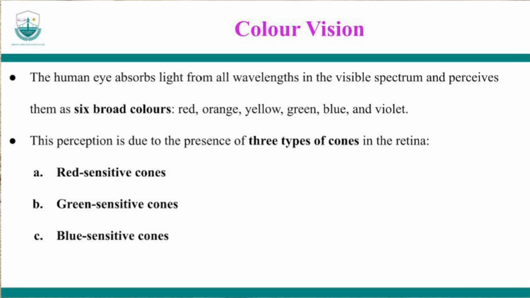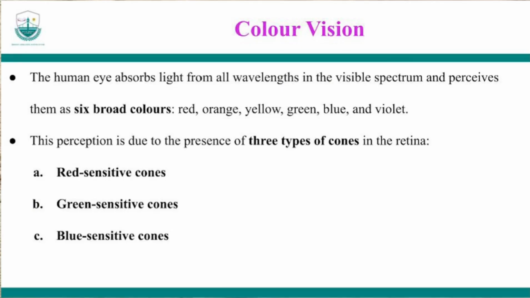six major broad colors. That is red, orange, yellow, green, blue, and violet. Okay, so that is the starting point, that our eyes can absorb all the wavelengths in the visible spectrum, and that is why we can distinguish between the six colors that I just mentioned.